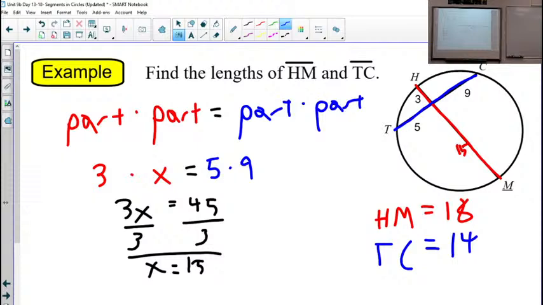So I do that to point out, notice that this theorem does not say that the chords are congruent to each other. That's not what is being said here. Right? This one's 18, this one's 14. What it is saying is that when I take the pieces that it's split into when they cross, those pieces, when I multiply them together, will give me the same thing. So here I had 5 times 9 equaling 45. Well, here I'm going to get 3 times 15. And 3 times 15, that's also 45. That's what we're saying is equal.